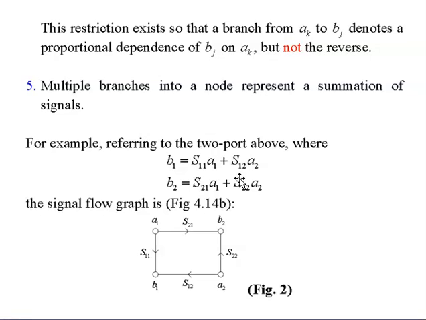Finally, number 5, multiple branches into a node represent a summation, or the addition, of the signals. For example, if you refer to this figure, figure 2, you have B1 equal to S11 times A1 plus S12 times A2. That is for B1. How about B2? B2 is equal to S21 A1 plus S22 A2. So for the SFG, that would be B2 equal to S21 times A1 plus S22 times A2.